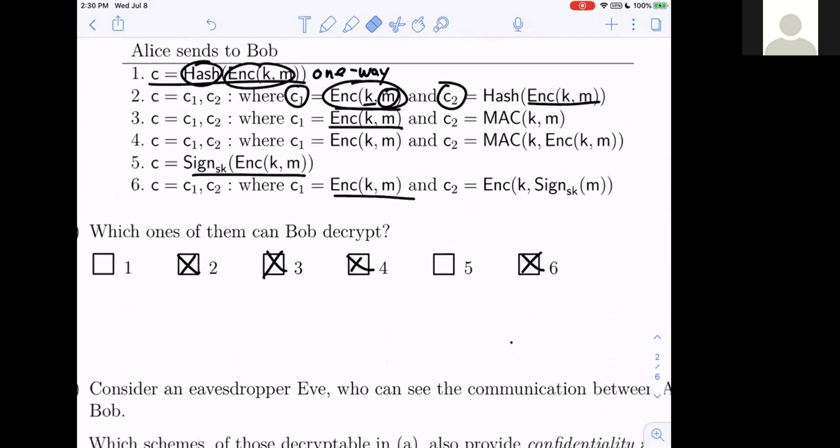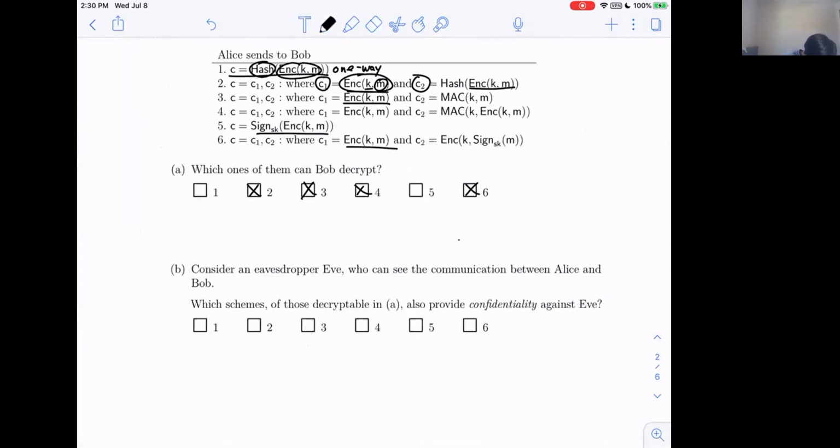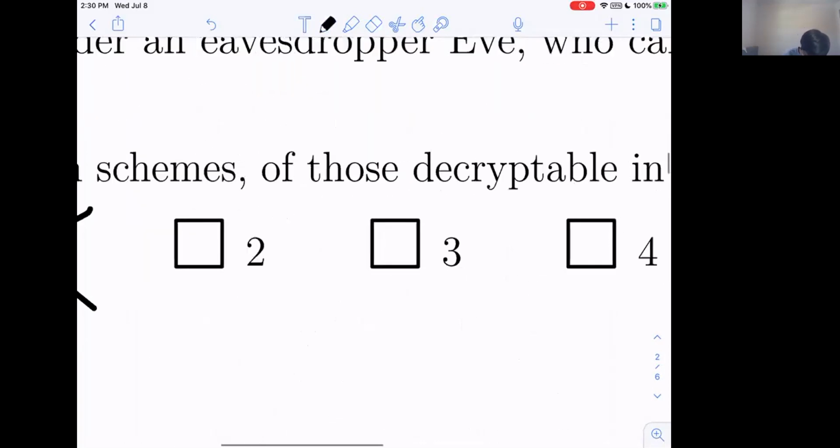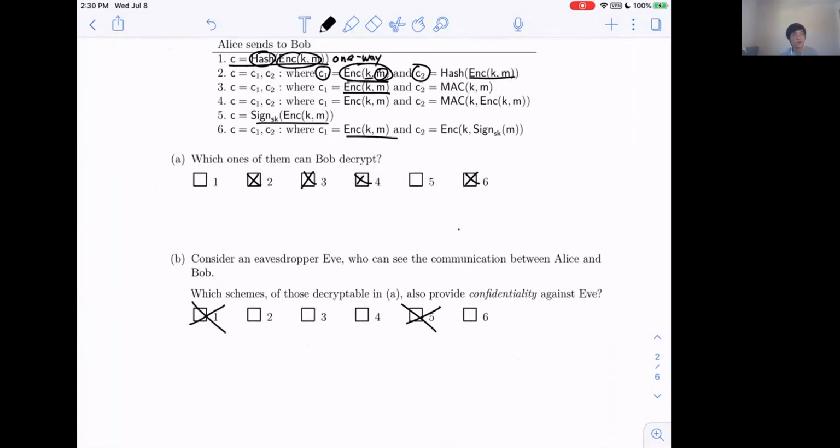Yeah. Okay. So the next question asks, which of the schemes that are decryptable in A also provide confidentiality? So we know we don't need to worry about 1. We don't need to worry about 5. So I'll pause the recording again. You guys can talk about it.